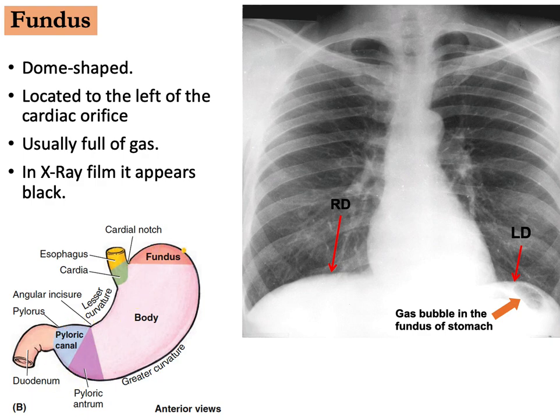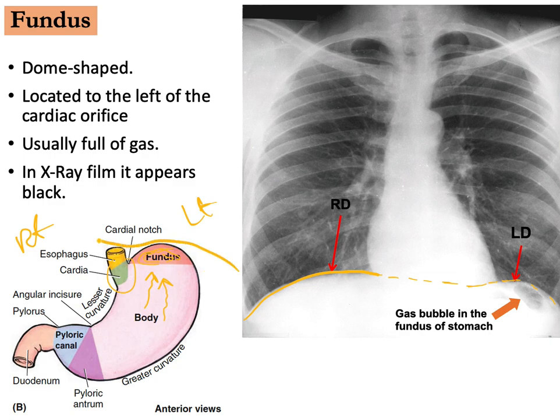So yes, we mentioned the parts of the stomach: fundus, body, and pyloric part. The fundus, as you see, is the dome, located to the left of the cardiac orifice. So say this is the right and this is the left, so it's to the left of the cardiac orifice. Usually, because it's the highest part, the dome, gases naturally go up and accumulate here. The gas or air in the lungs, for example, is black. Also, this is the shadow of the heart, and this is the right dome of the diaphragm, which is a little bit higher than the left dome of the diaphragm.